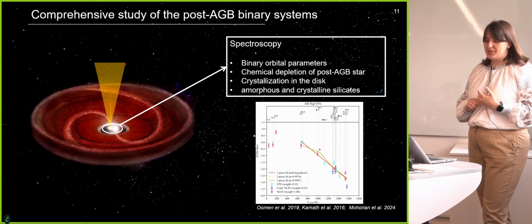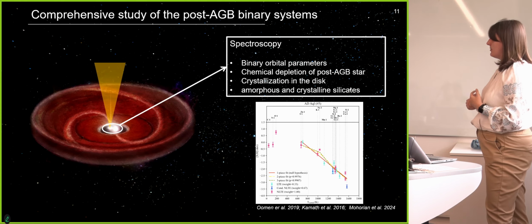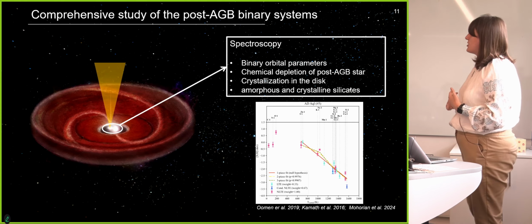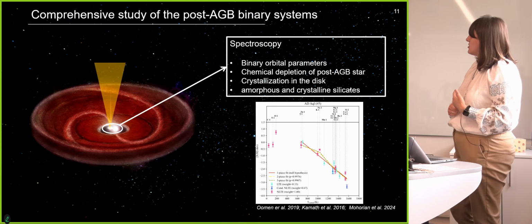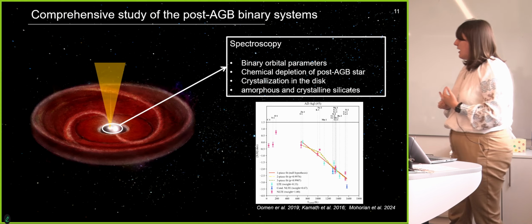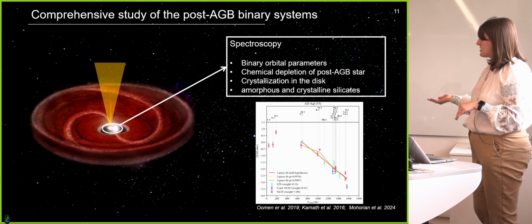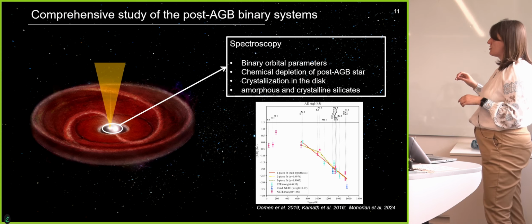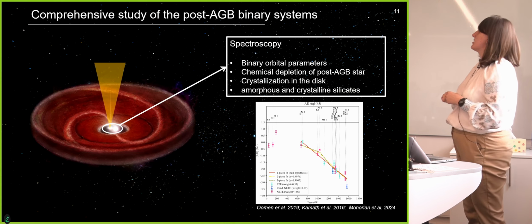So, coming to spectroscopic observations, they allow us to study the binary orbital parameters through radial velocity monitoring. They have also shown that there is some crystallization happening in the disk, and that there are amorphous and crystalline silicates. I'm not going to go into too much detail on spectroscopic studies, but one of the very interesting features is the chemical depletion observed in the atmosphere of post-AGB stars.